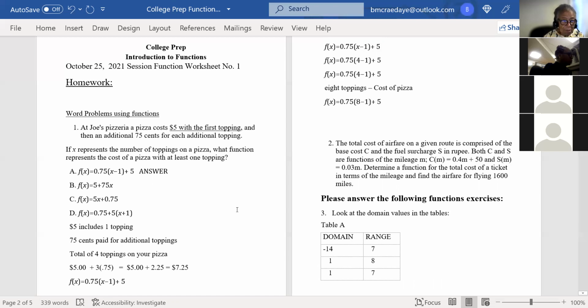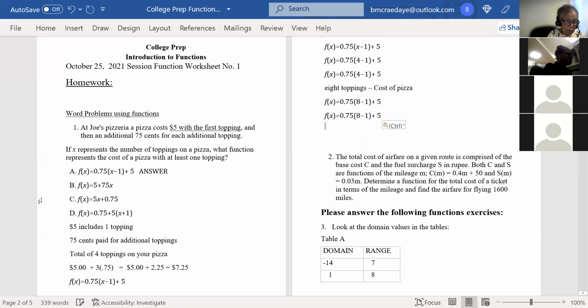And 8 minus 1 is what? 7. Now multiply the 7 by the 75, and what do you get? 7 times 75. 525. So that would be a 7, and 7 times, let's see, 5 and 525. That's right. So how much would the pizza cost? $8.25.